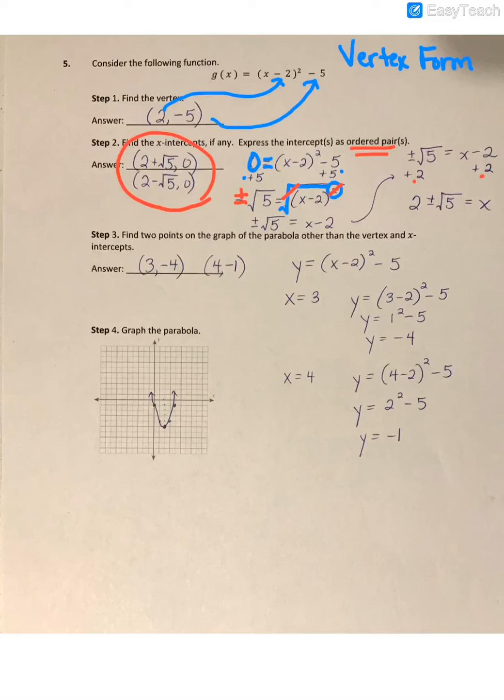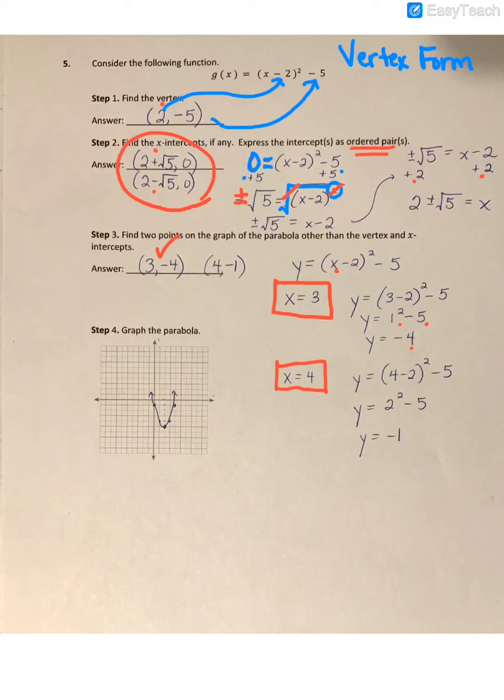When they ask me to find 2 points on the graph, that's really up to me what x's I want to choose. I just simply started with 3 for no particular reason. When I plug 3 into this original equation and simplify, I end up with 1 squared minus 5. That gives me negative 4. So that's one ordered pair. And then I just decided that I would plug in 4. So the only things you can't plug in would be the x-coordinate of your vertex or your x values of your intercepts. You want 2 other points. So you've got to choose x's other than those.